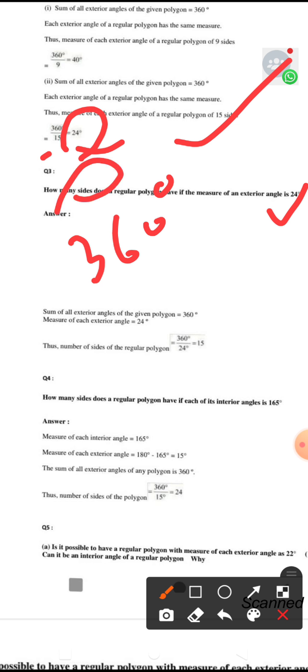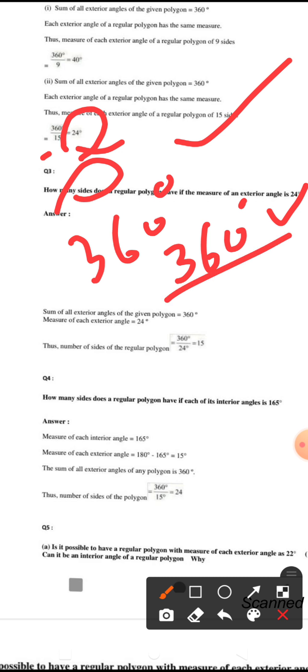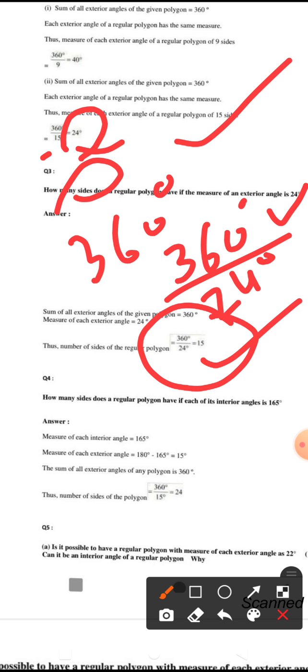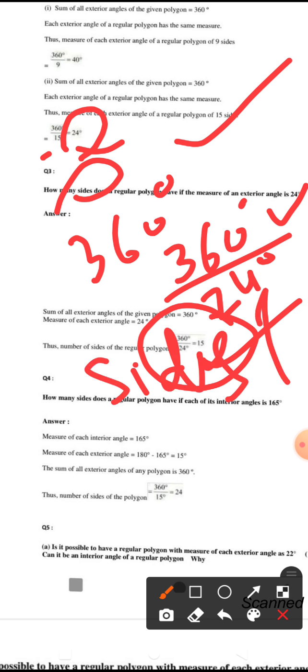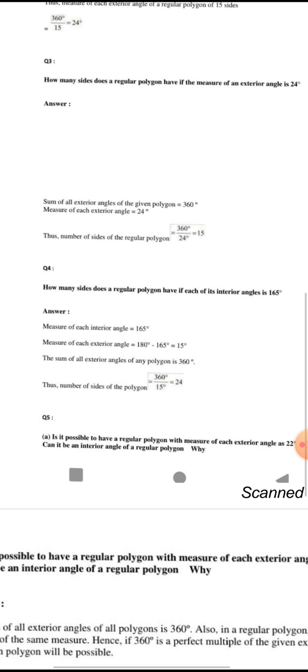What we have to do: the total degree, that is 360 degrees, the sum of all exterior angles, divided by this given angle, that is 24 degrees. We have to just divide this. So what will be the answer? We'll get the answer 15. So we can say that the number of sides is 15. Yes or no? Understood?